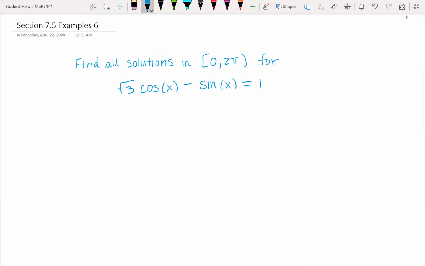Before I square everything, I want to move the two trig functions away from one another, because if I square what I have on the left side now, I'm going to end up with a bunch of terms that I'm not wanting. So I'll start by adding sine of x to both sides. And I'll get square root 3 cosine of x equals 1 plus sine of x. Now I'm going to square both sides.